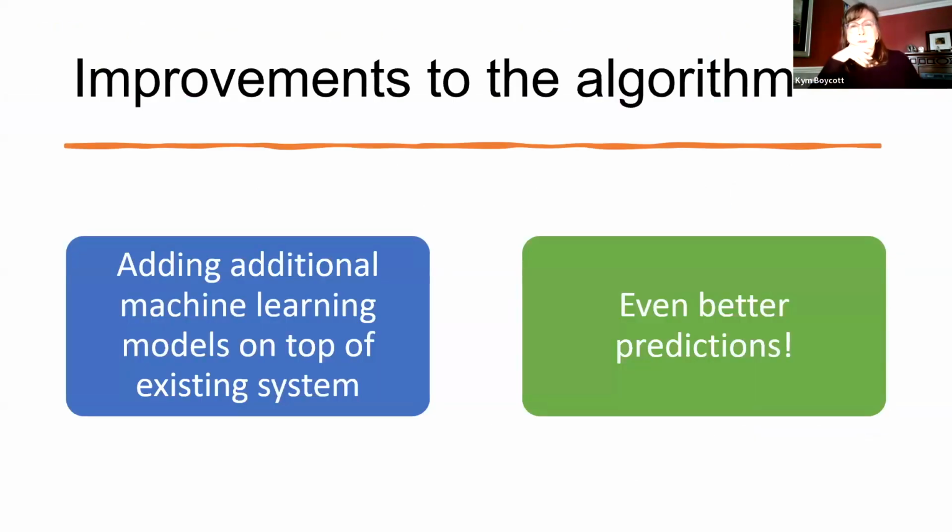Now, with respect to improvements to the algorithm, there's a couple of things. We've just started adding additional machine learning models on top of the existing system, and our early data is showing that that's further improving the sensitivity and specificity. So that's going to be an exciting thing to keep working on in the back.